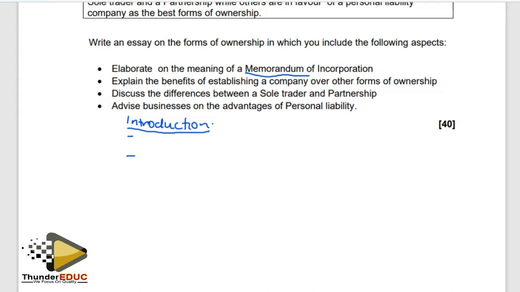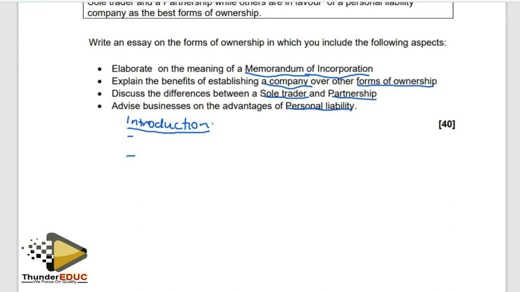For example, they are asking, elaborate on the meaning of memorandum of incorporation. Find out what the key word in this question is. They want memorandum of incorporation. Then look at question number two. It talks about explaining the benefit of establishing a company over other forms of ownership. Keywords here are forms of ownership or a company. Another question says, discuss the differences between a sole trader and a partnership. And the last question says, advise the business on advantages of personal liability companies. What I am underlining are keywords from the question.